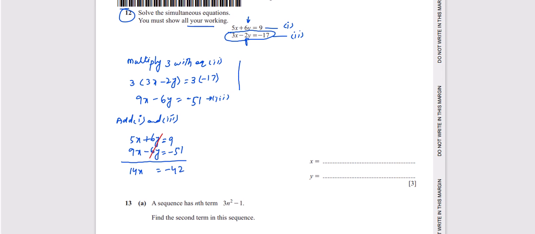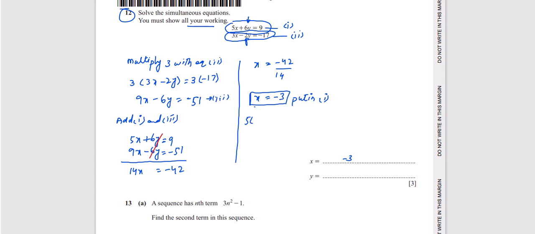Divide by 14. x is equal to minus 42 divided by 14, that is equal to minus 3. So x is equal to minus 3. Now put this x in equation number 1. Equation number 1 is this equation.